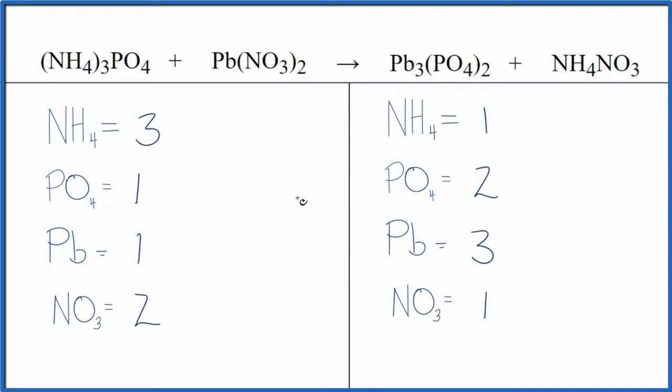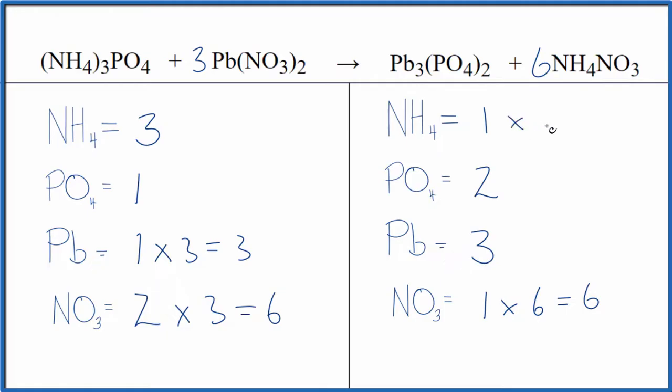So we said we'd start with the lead. We have 3 on this side and just 1 over here. Put a 3 here. 1 times 3. That gives us 3 leads. And then we have 2 nitrates times 3. So 2 times 3, we have 6 of those. Might as well just put a 6 here. Now we have 6 times the 1 nitrate. That gives us 6 of those. 6 times the 1 ammonium ion gives us 6 of those.